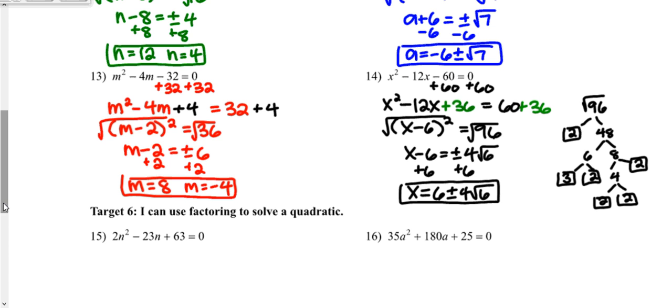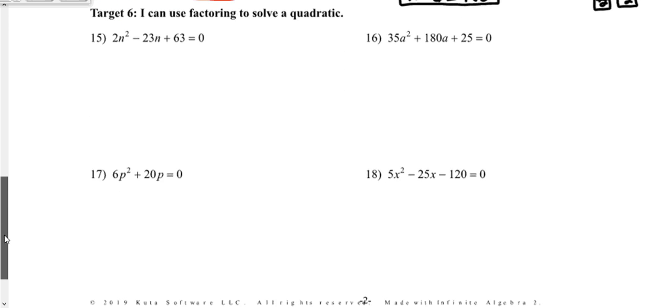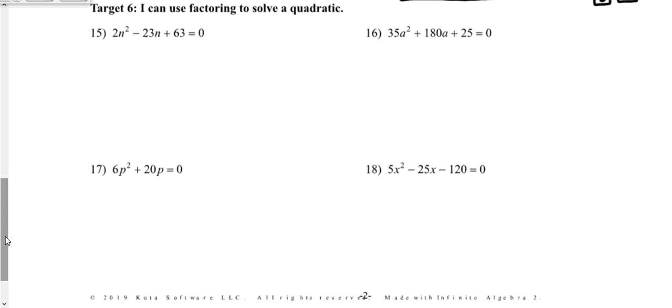All right, moving on to some factoring. So first thing we always look for is a greatest common factor. I'm not seeing one on this first example, so let's go ahead and go into our factoring process. So we want numbers that multiply to give us a times c, which would be 126, and that add to give us our middle number, which is negative 23. So I'm going to take a moment and just try to figure out what those numbers would be.